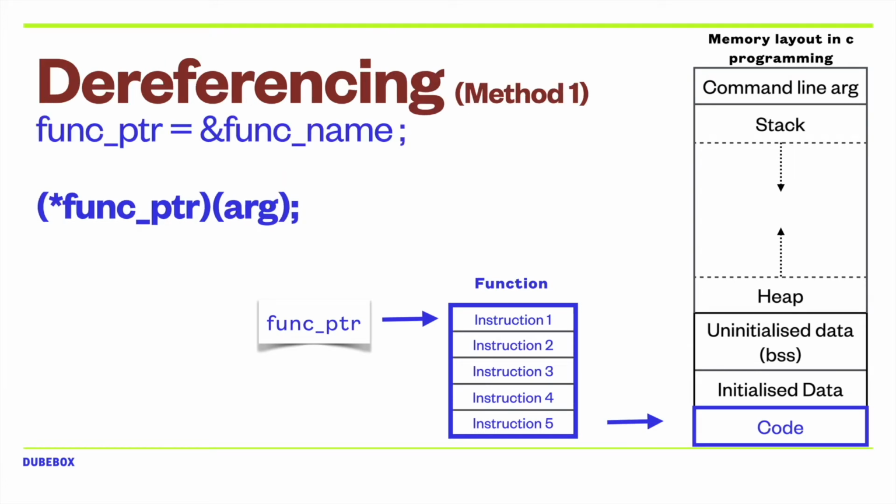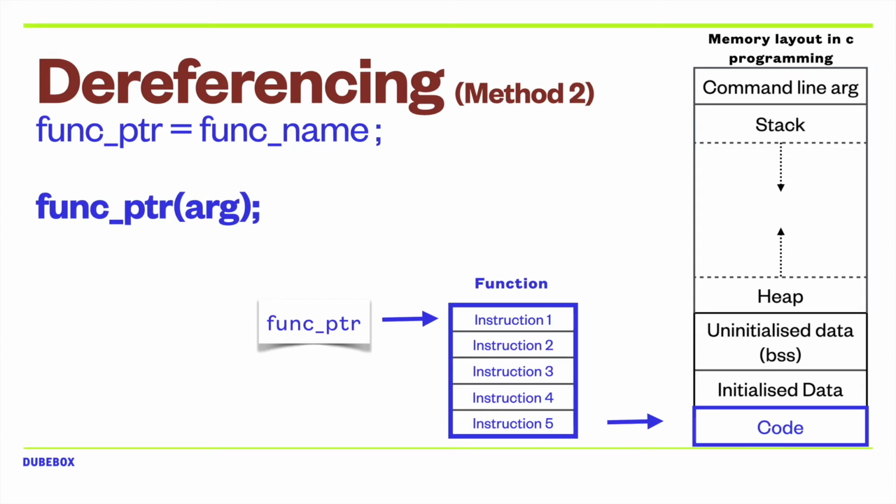Next, we'll see the dereferencing. Dereferencing means accessing the memory location that the pointer points to. Dereferencing also can be done in two ways. If we have assigned the reference of a function using the ampersand operator, dereferencing can be done with the asterisk operator, and we have to pass the arguments to it. And if we have assigned without using the ampersand operator, then dereferencing can be done without using the asterisk operator, and we have to pass the arguments to it.